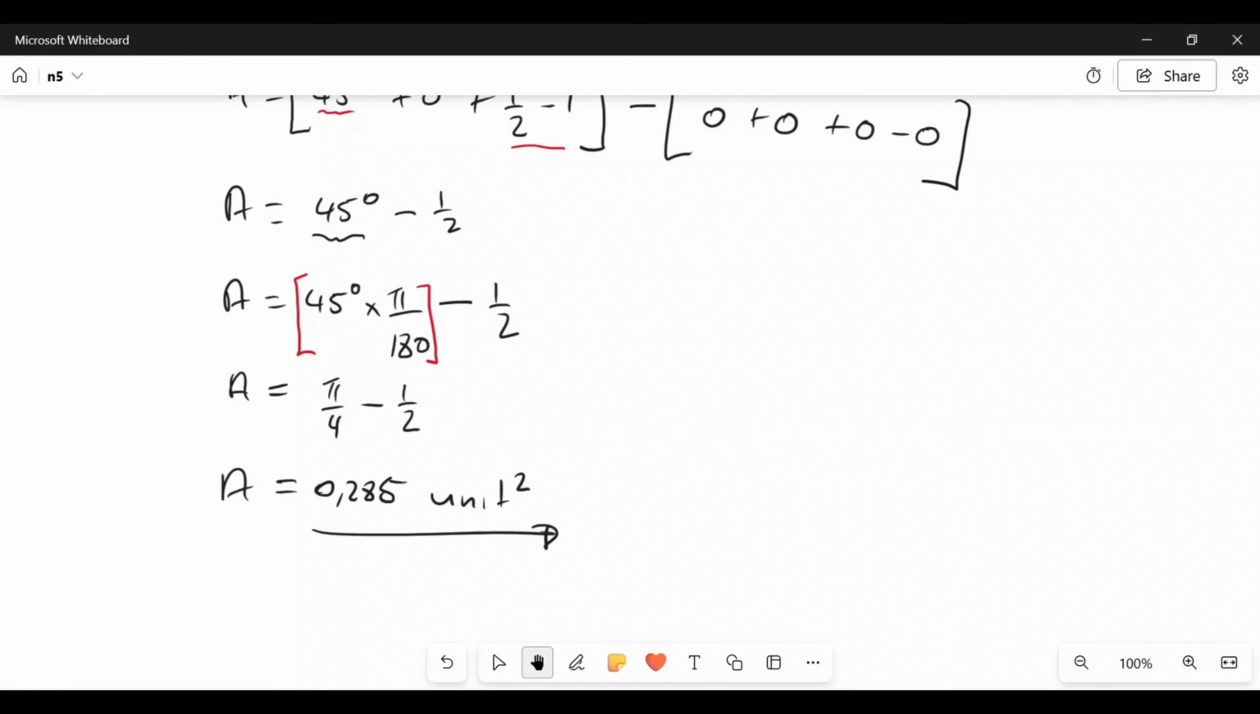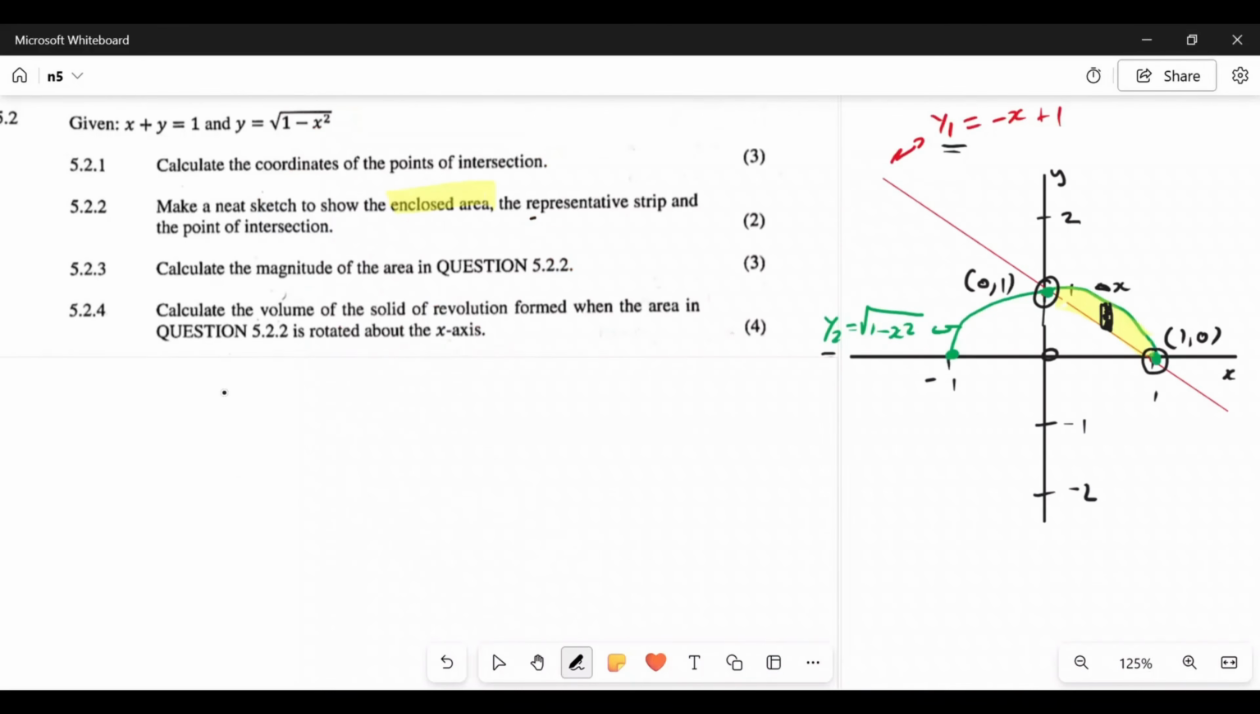Guys, we are done with 5.2.3. We're going to do 5.2.4. Alright guys, here is question 5.2.4. This question here, they want us to calculate the volume of the solid of revolution formed when the area in question 5.2.2 is rotated about the x-axis.